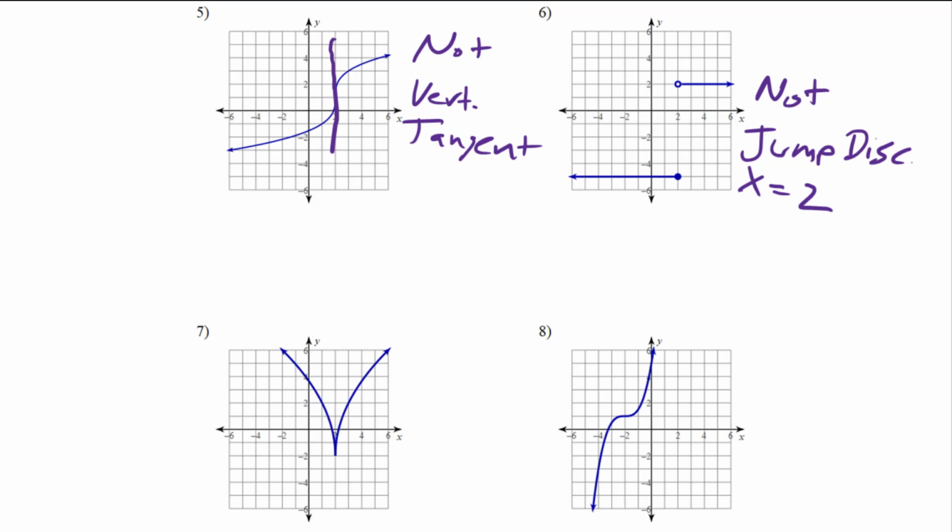What about number 7? Is that differentiable? Does it look smooth? No, it's not differentiable. And which one do we have here? This is going to be the cusp. This is a cusp because as we come from this side, the slope would be negative infinity, but when we come from this side, the slope would be positive infinity. So this would be a cusp.